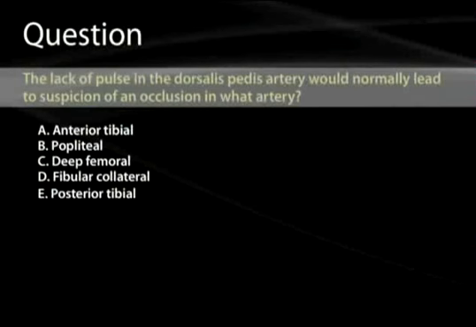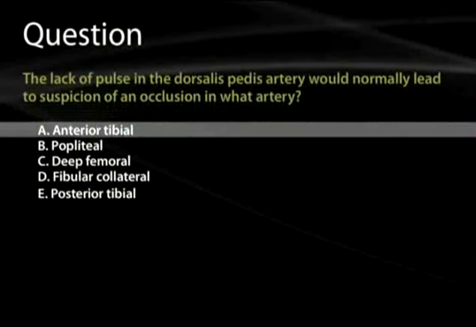Starting with the question, the lack of pulse in the dorsalis pedis artery would normally lead to suspicion of an occlusion in what artery? This would be the anterior tibial. The dorsalis pedis is a direct extension of the anterior tibial artery. And when you have pulselessness, you want to work backwards from that and find out at which site this would be blocked. If the anterior tibial artery were the blocked location, then you would have pulselessness in the dorsalis pedis.